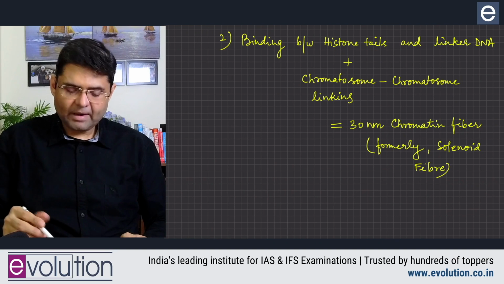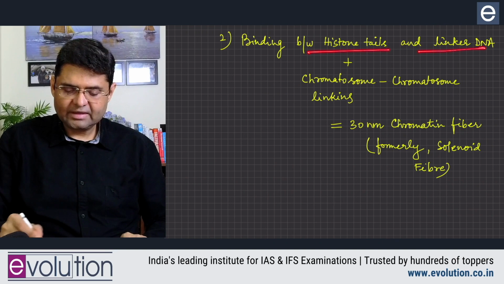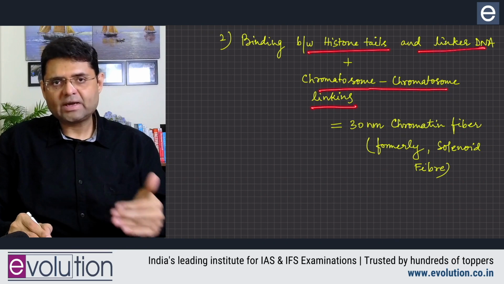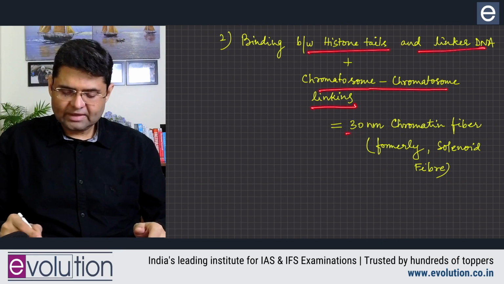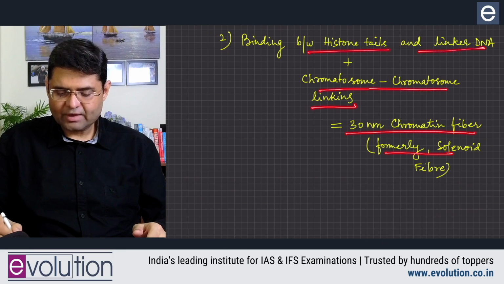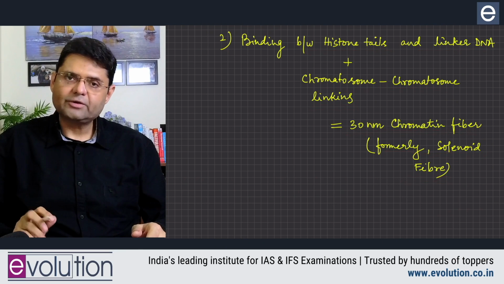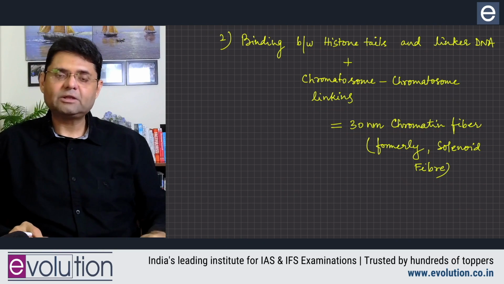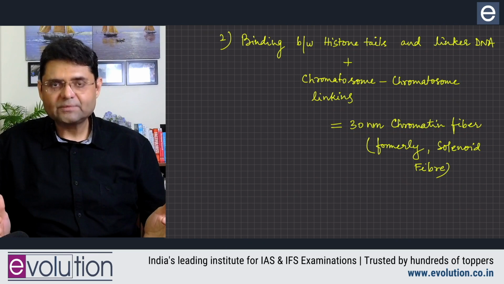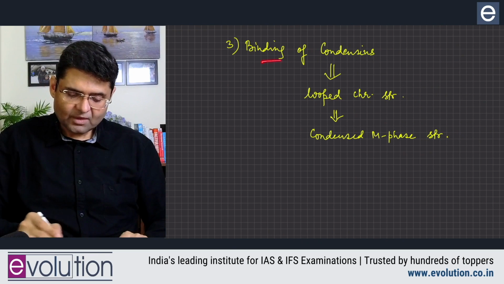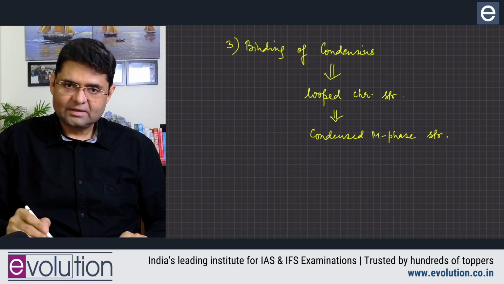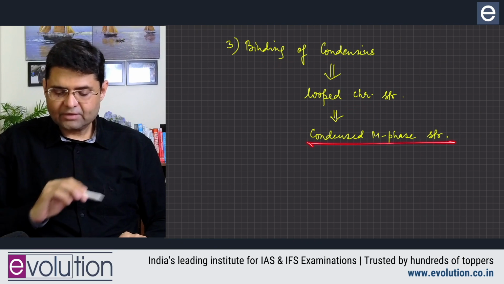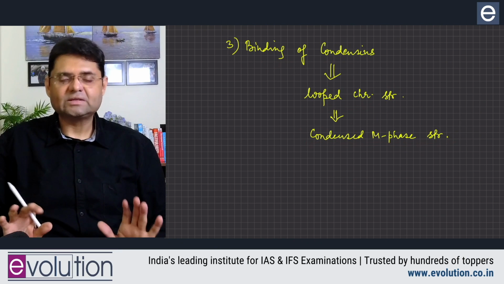Then binding between histone tails and linker DNA plus chromatosome linking. You don't have to show the diagram because you are after all writing a short note. So that is 30 nanometer chromatin fiber. Formerly we used to call it solenoid fiber. Why write formerly? Because if the examiner is expecting that the student has not mentioned solenoid yet, mention it, right? Then binding of condensins. That will form looped chromosome structure. No need to draw the figure here. And that makes condensed M phase structure.